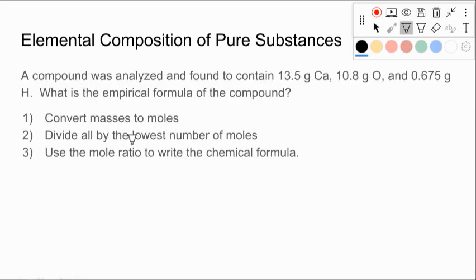So let's work out a couple problems. So this one says a compound was analyzed and found to contain 13.5 grams of Ca, 10.8 grams of O, and 0.675 grams of H. And then it says, what is the empirical formula of the compound?